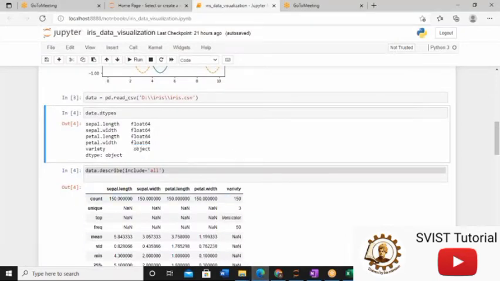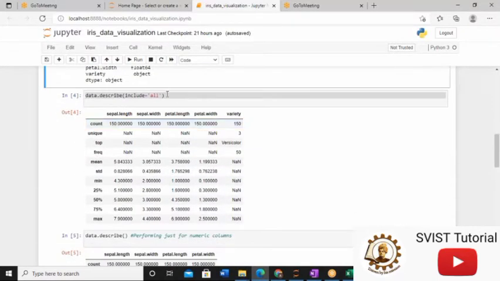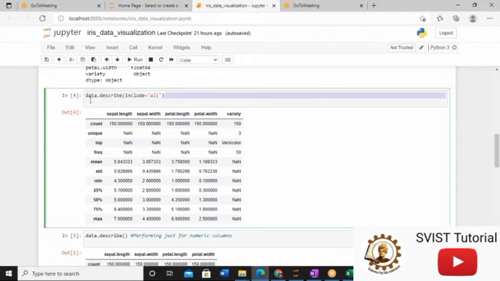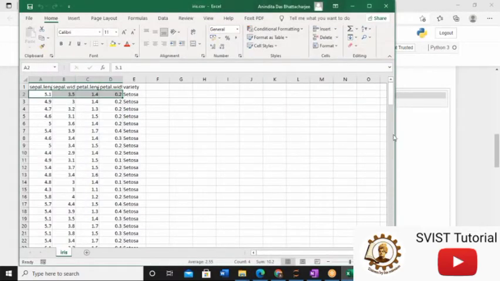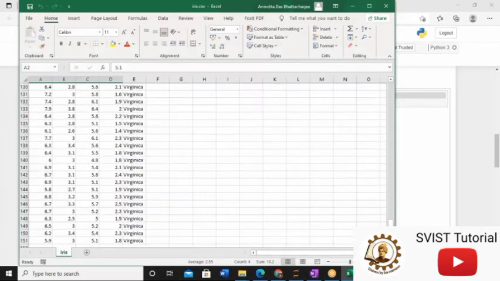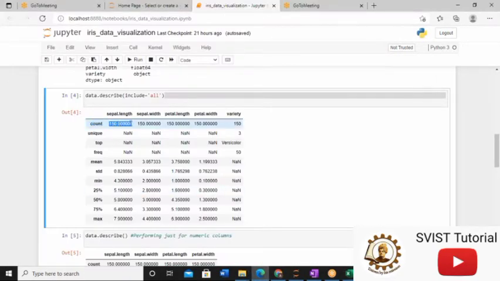Now if you see, after writing this syntax, this is my statistical analysis. We find that we have 5 columns: sepal length, sepal width, petal length, petal width and variety. These are the statistics that we can expect from the describe function, starting with count. Count means how many values are there in each column. We know that we have a total of 150 rows in my data set. So see, here it is showing 150.